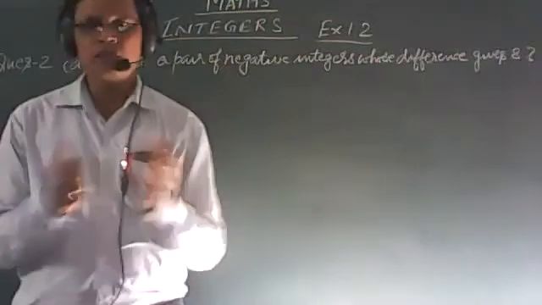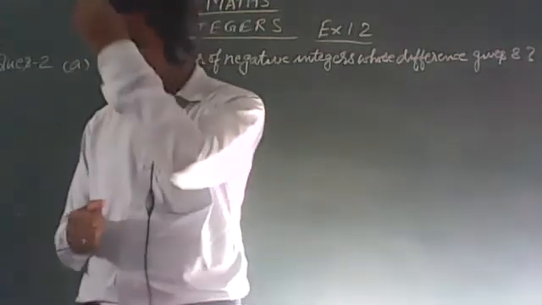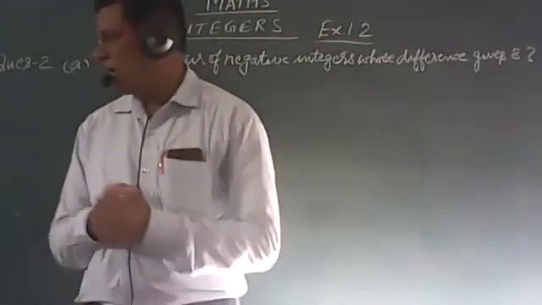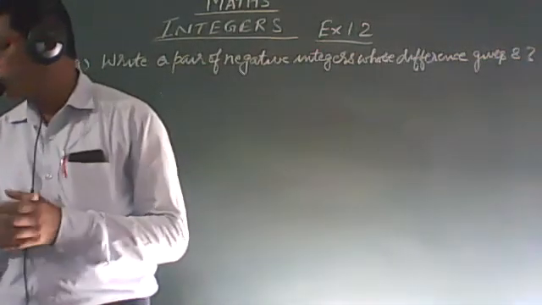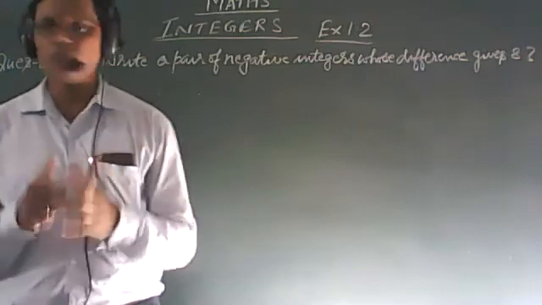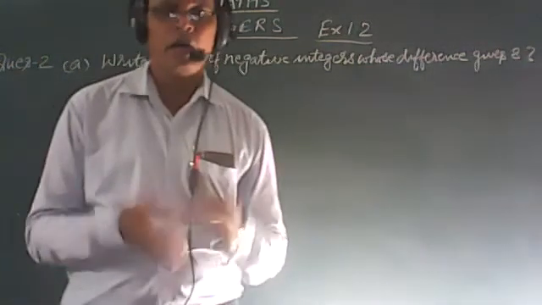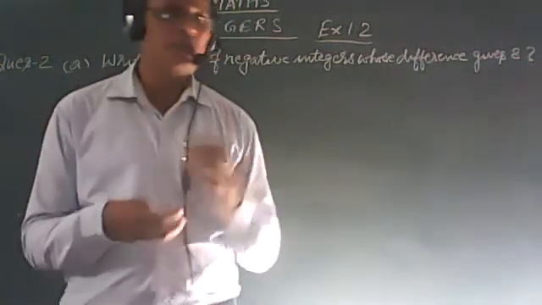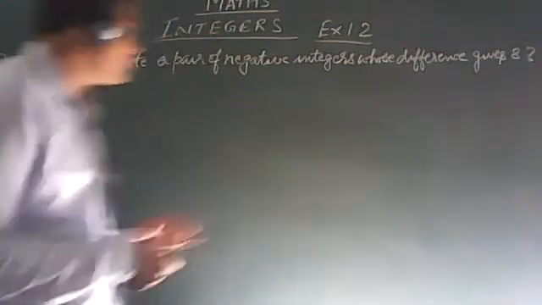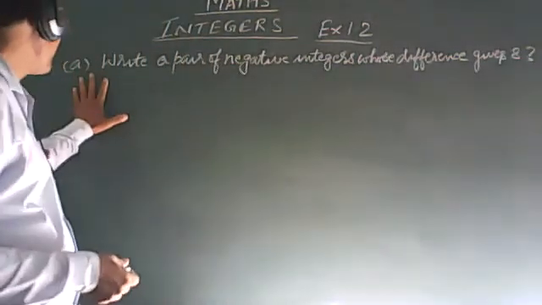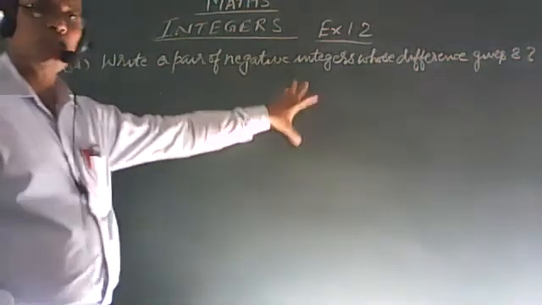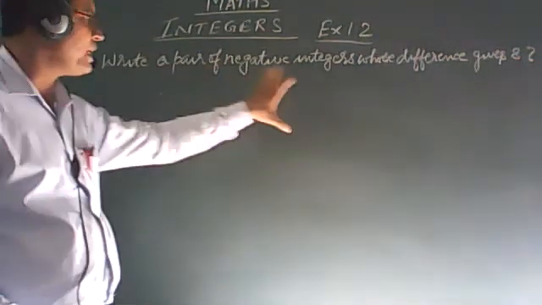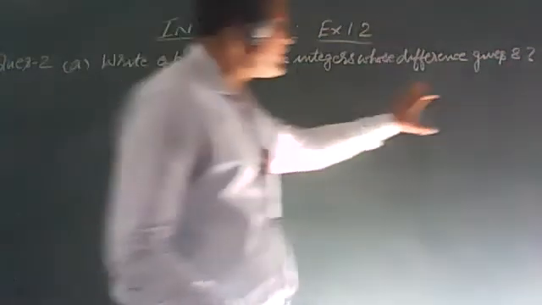Now, yesterday I discussed the exercise, I started exercise 1.2. First, question number one, we completed. Now we start question number two. In question number two, it is given: write a pair of negative integers whose difference gives 8.